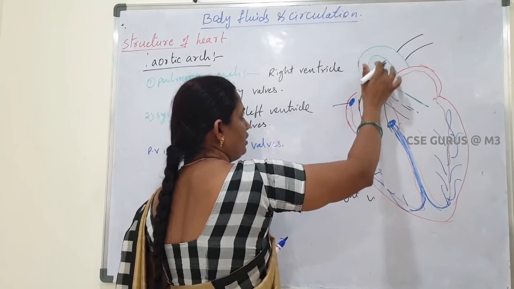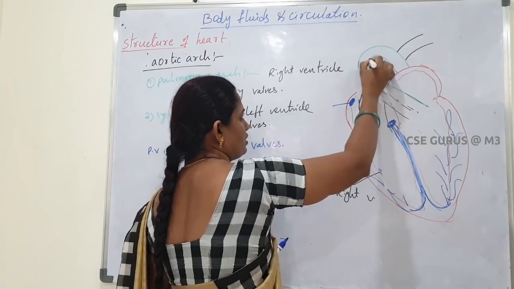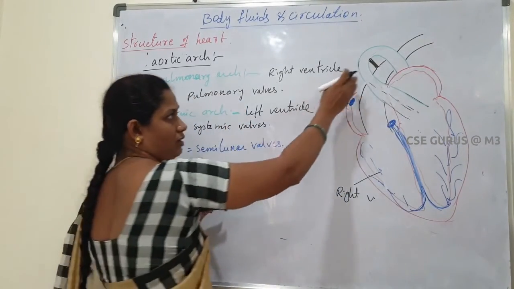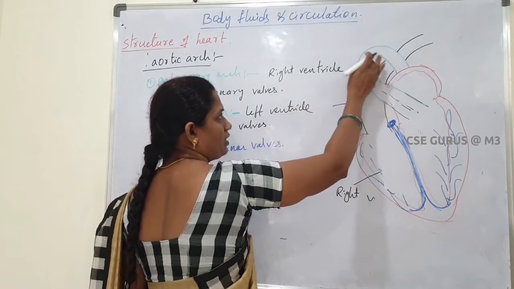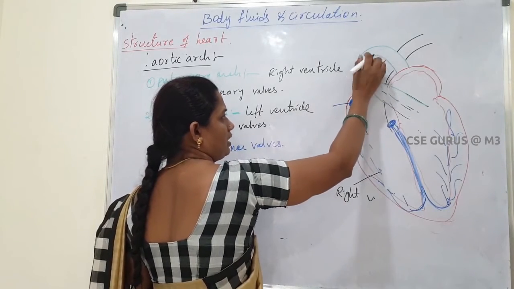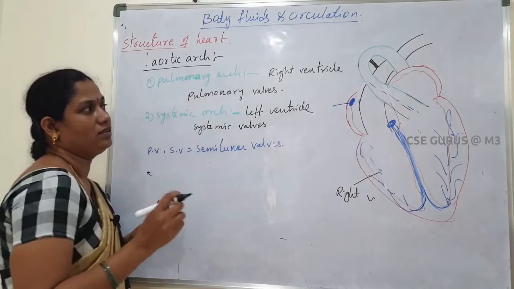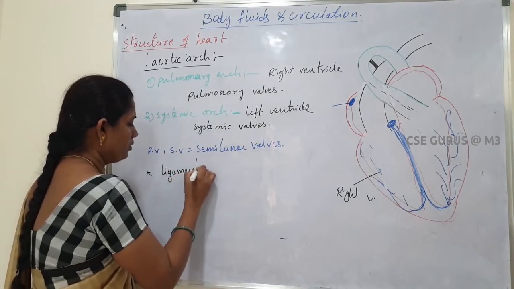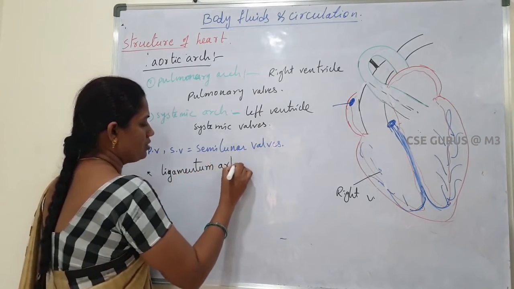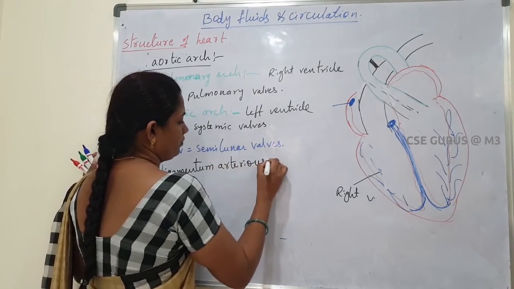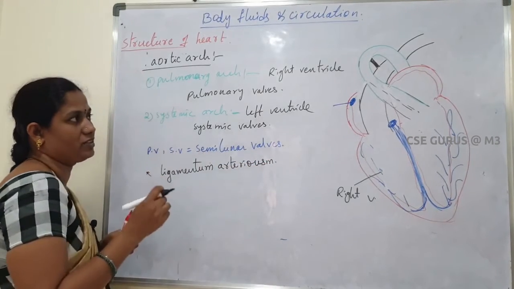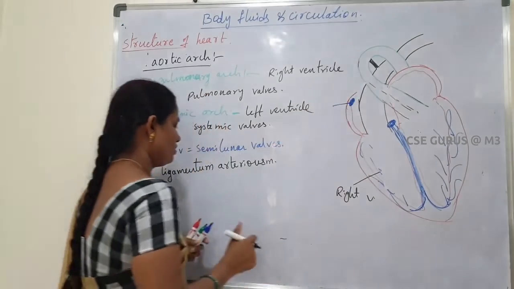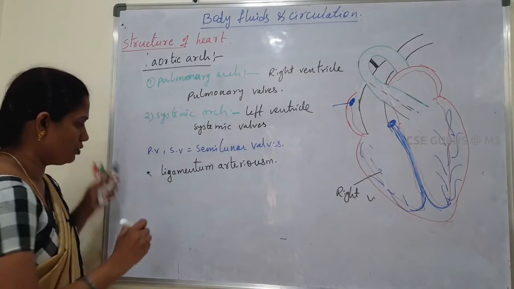Where they are joining, there is a small connection, a string-like structure. The pulmonary arc and systemic arc are joined externally by a string-like structure called the ligamentum arteriosum. That string-like structure connects these two arcs externally. So that is called the ligamentum arteriosum.